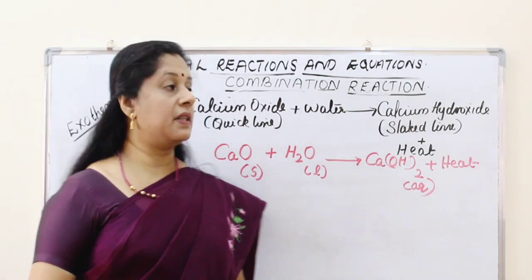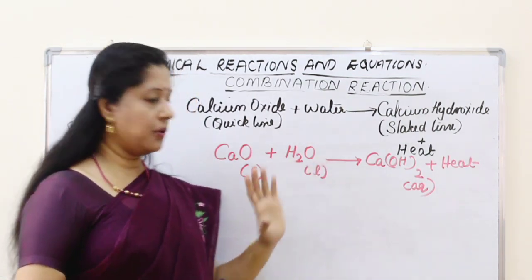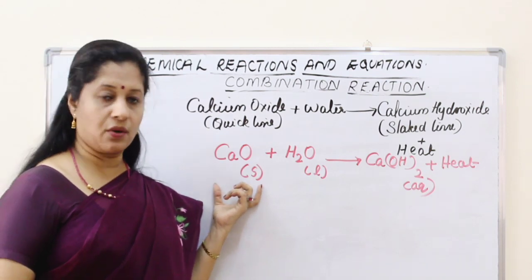Now one more part of this equation is very important. So you understood the equation: CaO, calcium oxide, quicklime.